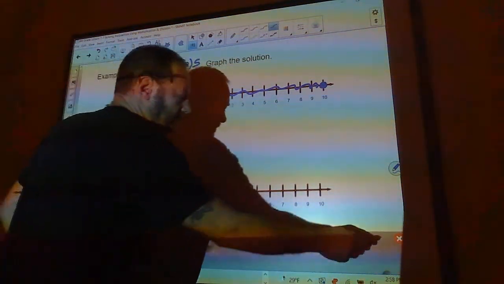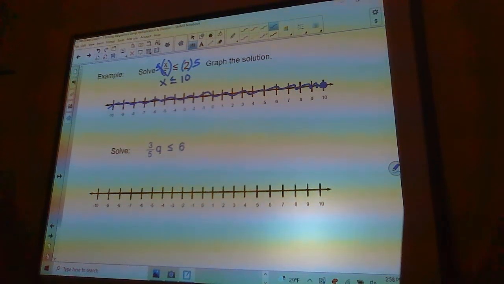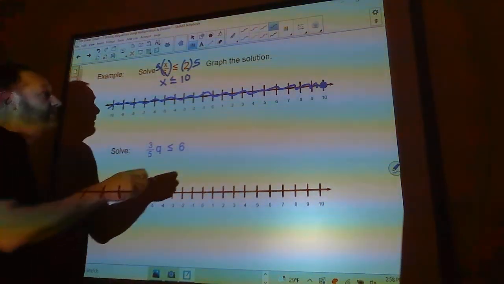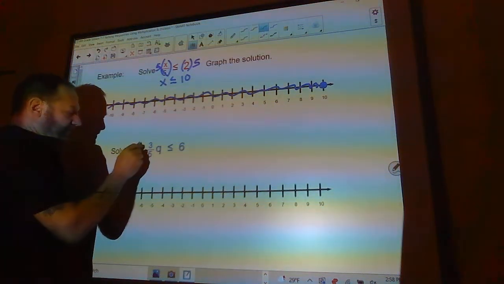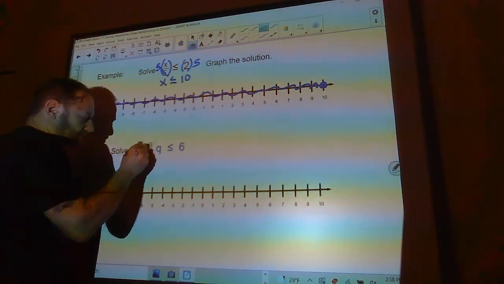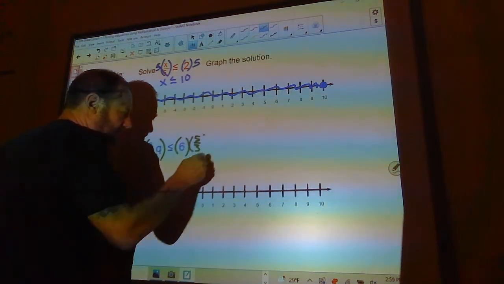Okay, here's another one. 3/5 times q is less than or equal to 6. On this one, we're going to want to multiply by the reciprocal of 3/5. That's going to be 5/3. I'm going to multiply both sides by 5/3.